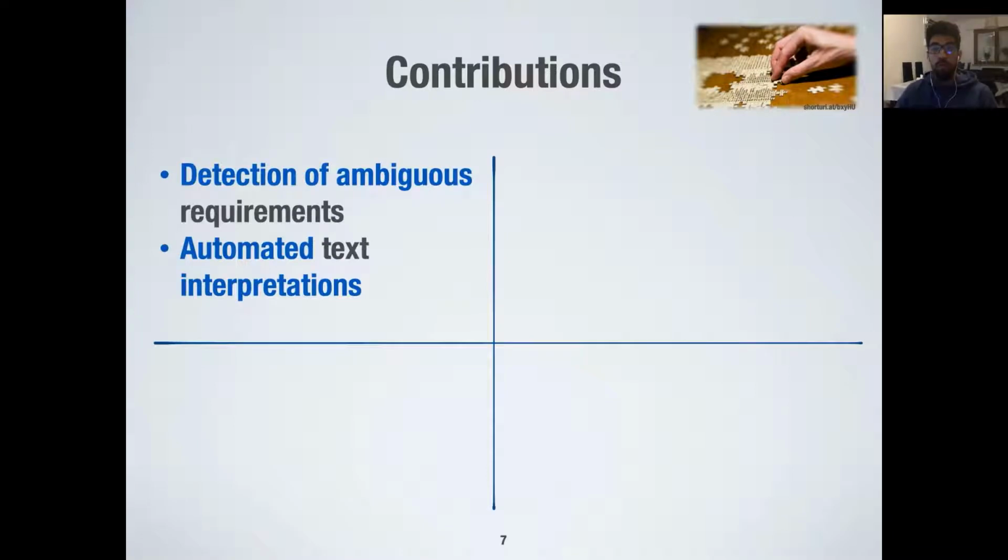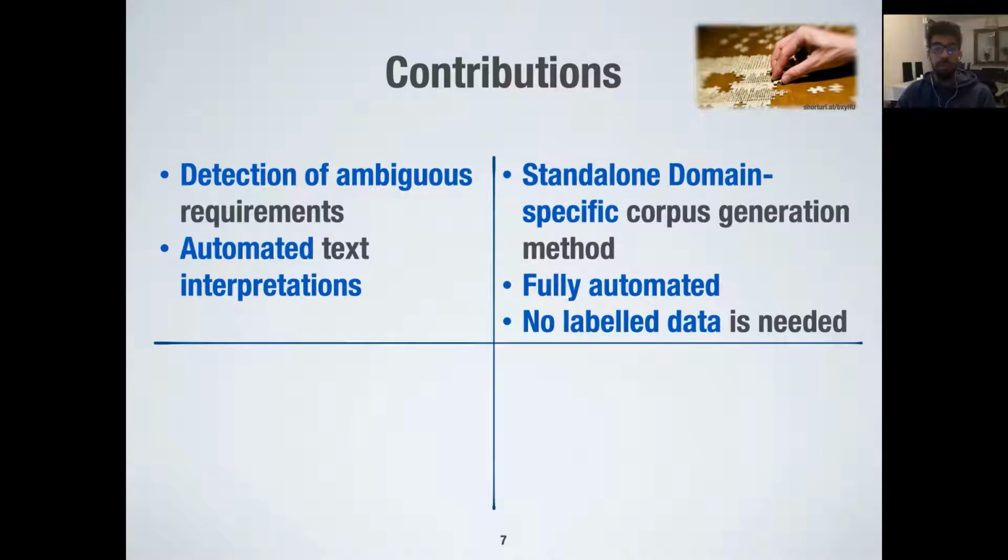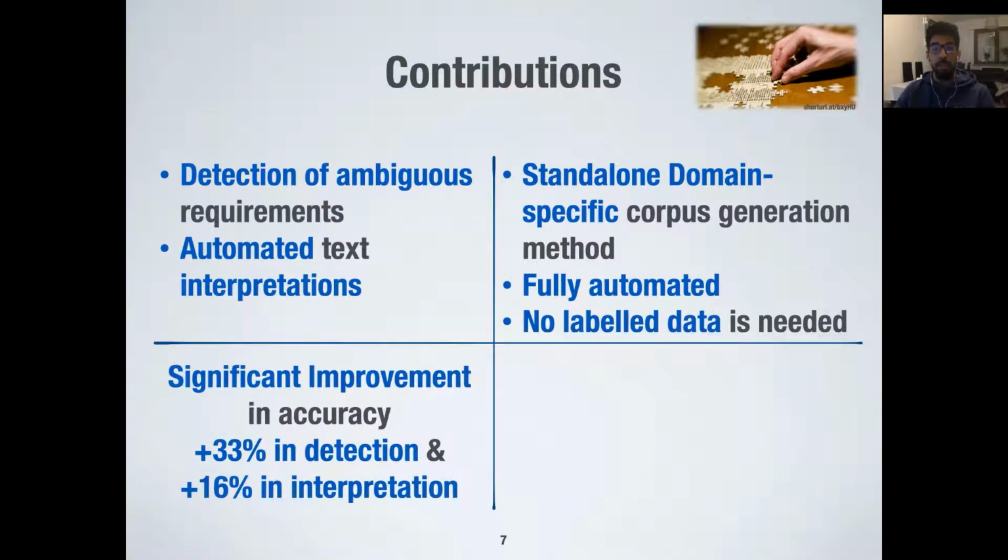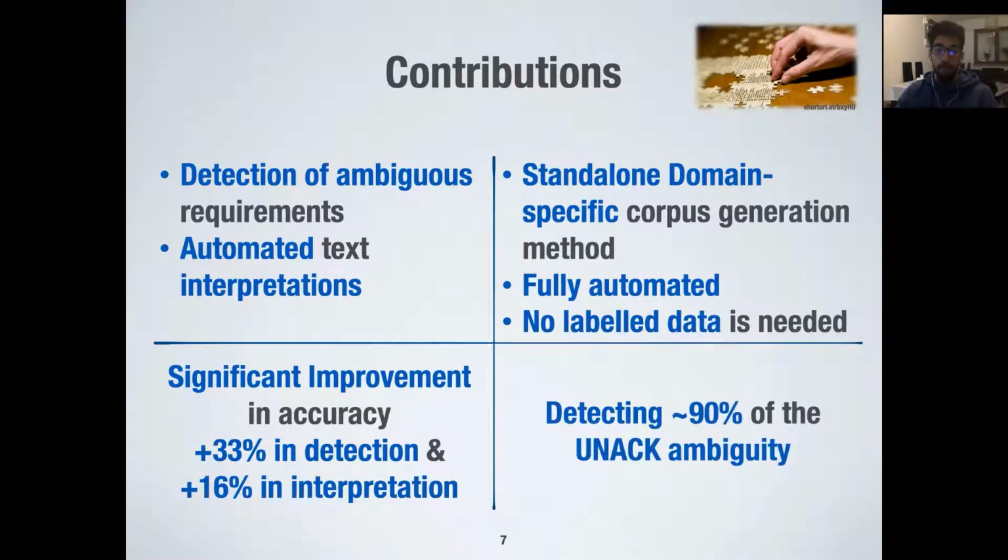We make the following contributions in our work. In addition to ambiguity detection, we provide recommendations about text interpretations. We propose a domain-specific corpus generation method that is standalone and does not require any manual annotation or labeled data. Integrating domain knowledge in our approach leads to a significant improvement in the accuracy of ambiguity detection and text interpretation. Our approach detects about 90% of the unacknowledged ambiguity cases.